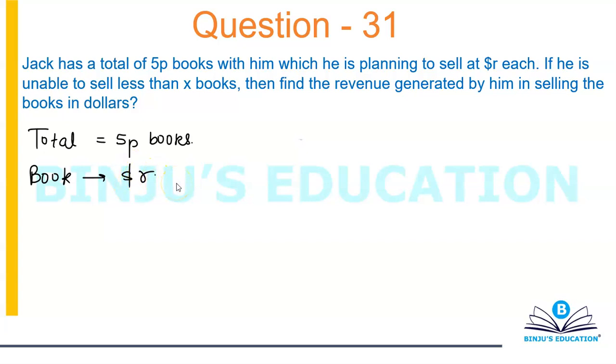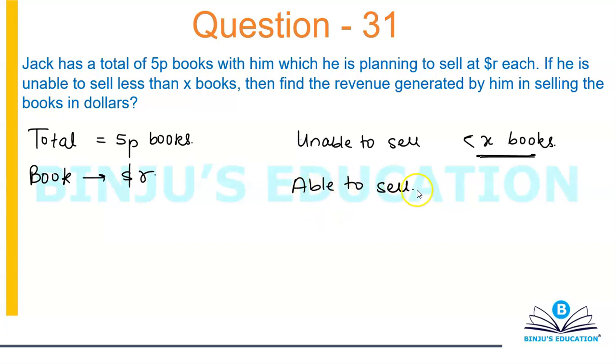Fine. If he is unable to sell less than X books, okay, unable to sell less than X books. So if I want to calculate the number he is able to sell, that would be equivalent to 5p minus something less than X. That would be 5p minus less than X.